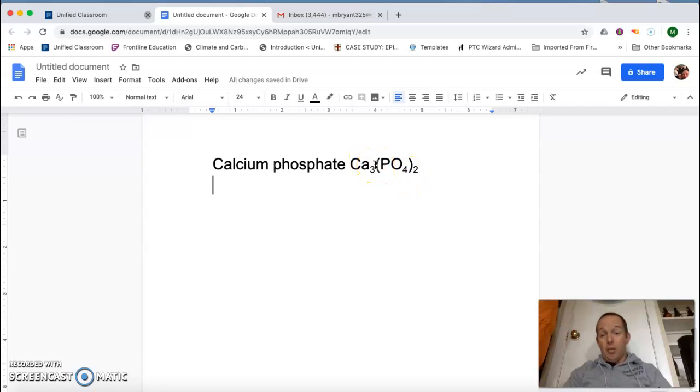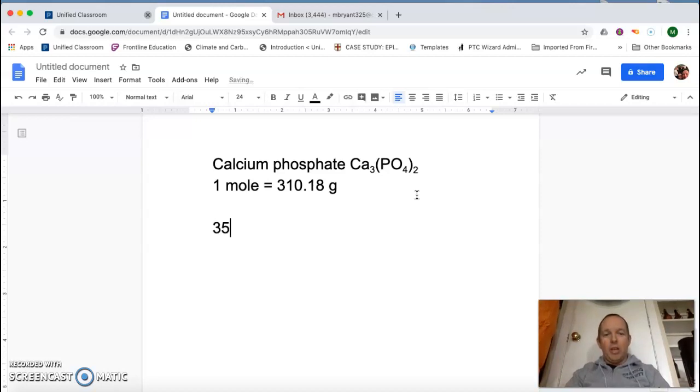310.18 grams. That means that 1 mole of this stuff, so 6.02 times 10 to the 23rd units of calcium phosphate, would have a mass of 310.18 grams. And I like to write it like an equality for the simple reason that we can use that equality in calculations.